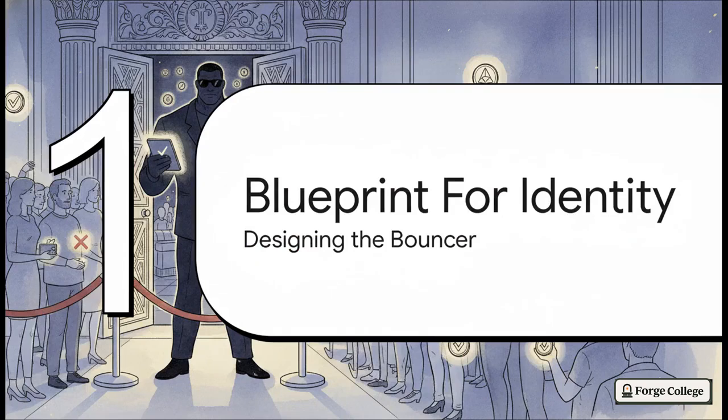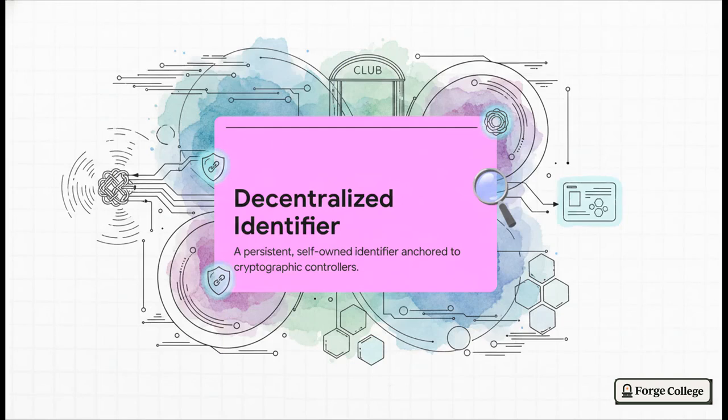The blueprint for identity, designing the club's bouncer. Think about it. Right now, a standard ERC-721 contract is basically a nightclub with no front doors. Literally anyone with a crypto wallet can just stroll right in, grab a drink, mint a token. We really need a bouncer.